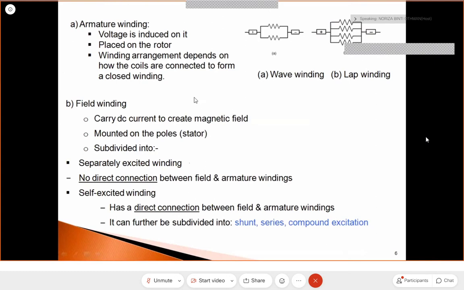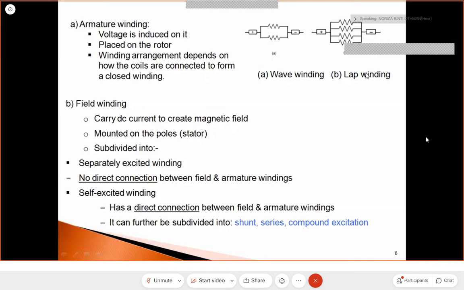Armature winding, voltage is induced on it. So voltage induced in armature lah, placed on the rotor. So armature is on the rotor, and winding arrangement depends on how the coils are connected to form a closed winding. So kita ada two types of winding kat sini untuk armature, yang mana the first one is wave winding, and then kita ada lap winding.